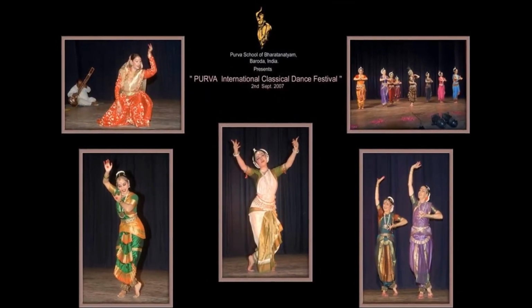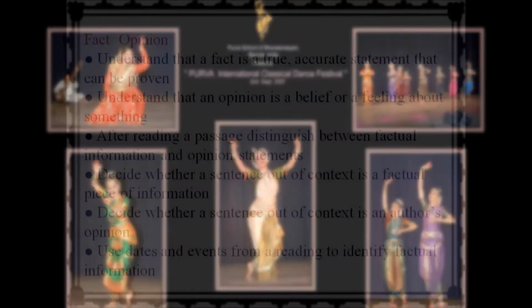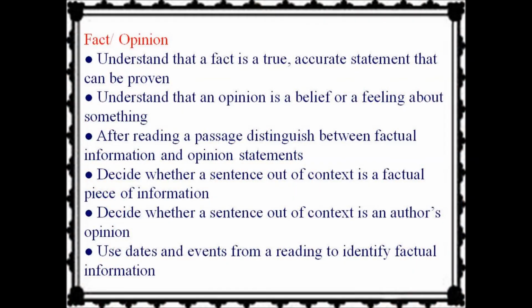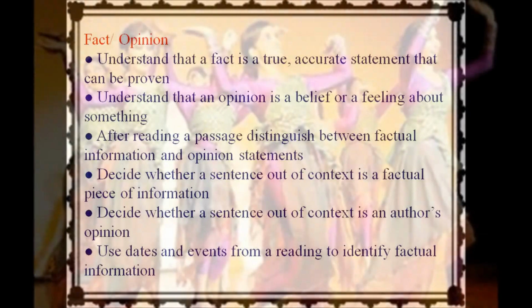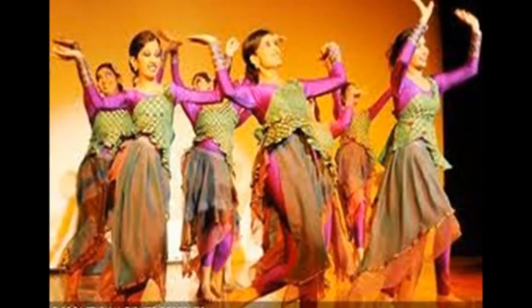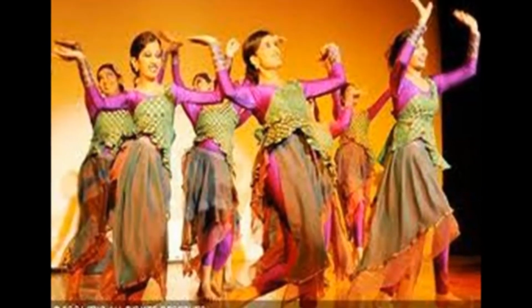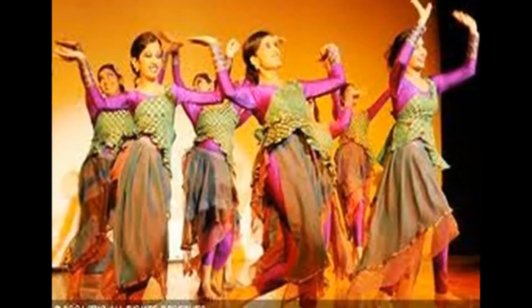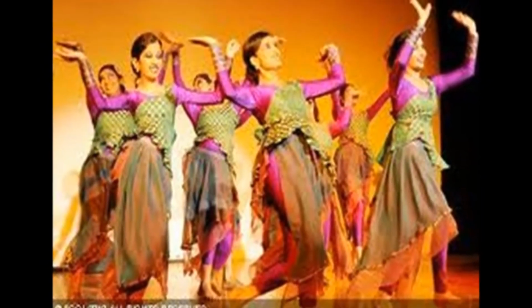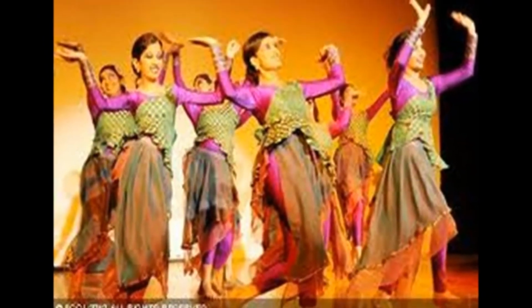Reading for fact and opinion. Understand that a fact is a true, accurate statement that can be proven. Understand that an opinion is a belief or a feeling about something. After reading a passage, distinguish between factual information and opinion statements. Decide whether a sentence out of context is a factual piece of information. Decide whether a sentence out of context is an author's opinion. Use dates and events from a reading to identify factual information.